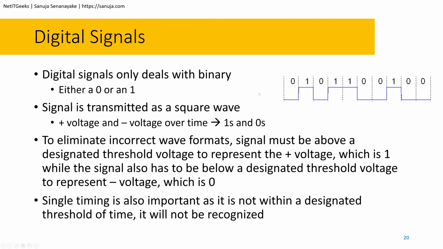Signal timing is also important, as if it is not within a designated threshold of time, it will not be recognized. The time domain here is represented from left to right. This is the time during which the signal is being produced, and the signal is going up and down within that time. This could be 1 second or 5 seconds or whatever, and that can be designated, and those designated time values will then be used for communicating that information. So basically the signal is over time, and we're getting zeros and ones over time.